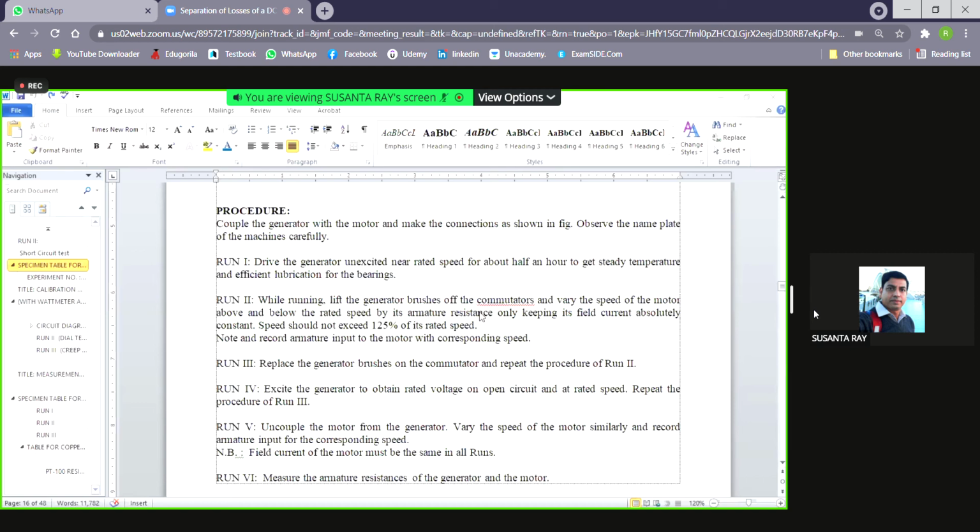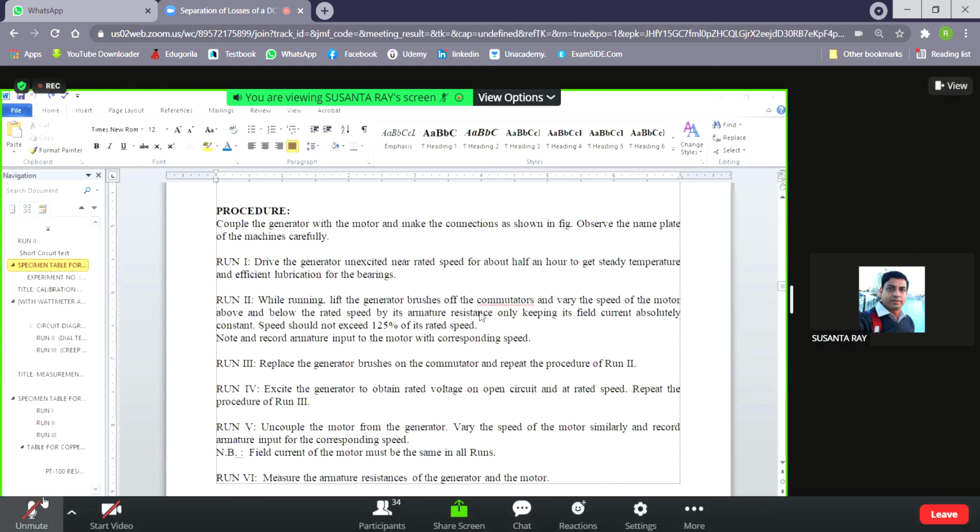Drive the generator unexcited near the rated speed for about half an hour to get the steady temperature and efficient lubrication of the bearing. So that is the standard run. We generally run the machine for half an hour before starting all this experiment, to stabilize the temperature and lubrication.